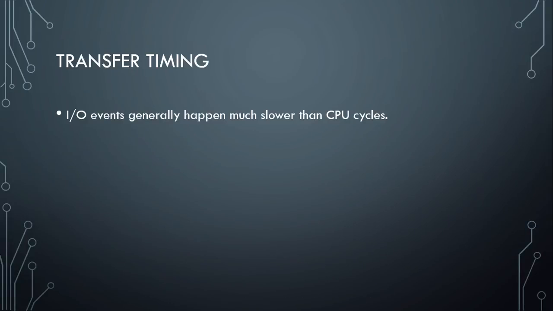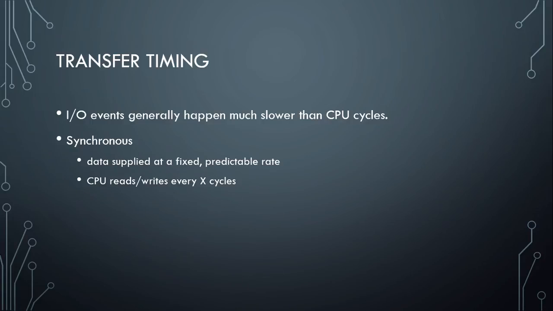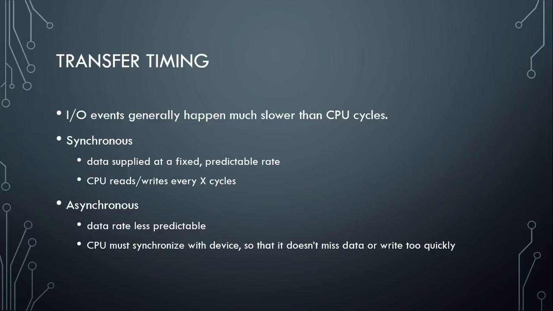All right, let's look at transfer timing. I/O events generally happen much slower than CPU cycles. So it's not like one I/O event corresponds to one CPU cycle. This is synchronous: data is supplied at a fixed, predictable rate, so the CPU reads or writes every X number of cycles. There's a ratio that is maintained. Asynchronous is when the data rate is less predictable, which means the CPU must synchronize with the device so it doesn't miss the data or write it too quickly. That's the big difference between those two terms.